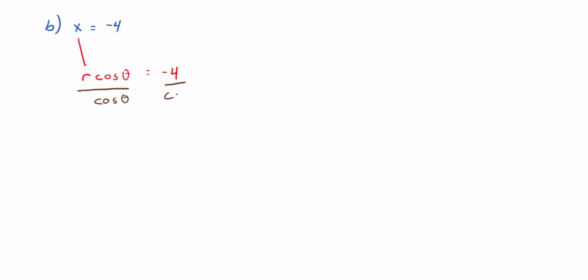What's a nice way to write that? So r equals negative 4 over cosine theta. What's a nice way to write that? Negative 4 times secant theta. There's more trig review for you, right? 1 over cosine theta is secant theta, so that would be a nice way to write it. Now, if you were going to plug it in your calculator, though, you'd have to type it in as negative 4 divided by cosine theta.